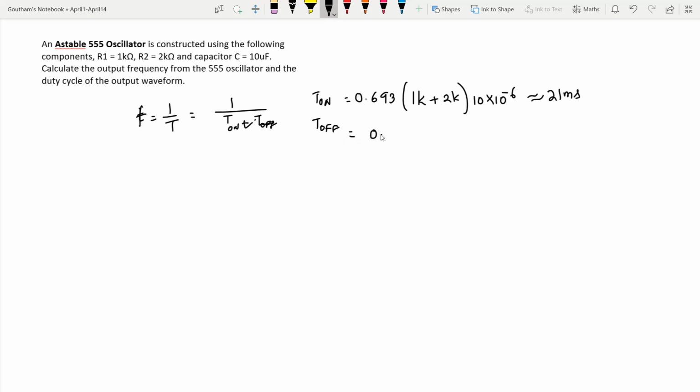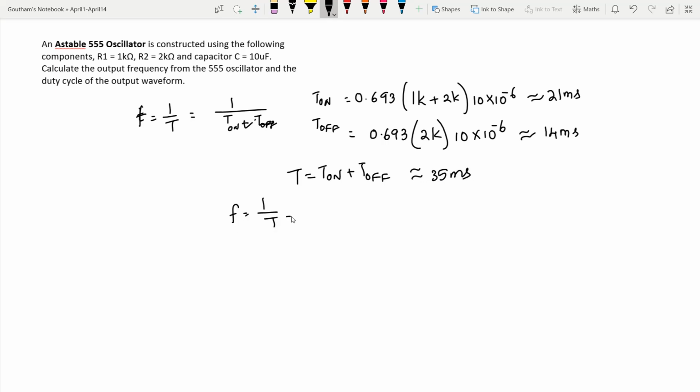T off is 0.693 into R2 into C. R2 is 2K and C is 10 micro, that is 10 into 10 power minus 6. This will turn out to be 14 milliseconds. So the total time period is T on plus T off, 21 plus 14, roughly 35 milliseconds, and frequency is 1 by T. 1 by 35 milli will give you somewhere around 28.6 hertz. Frequency is always given in hertz.